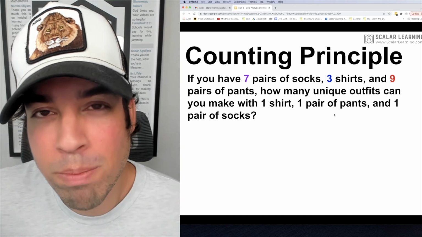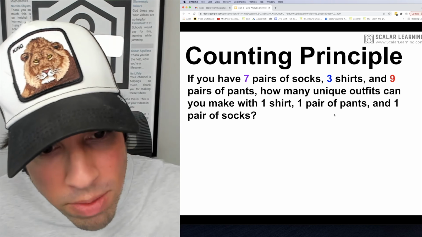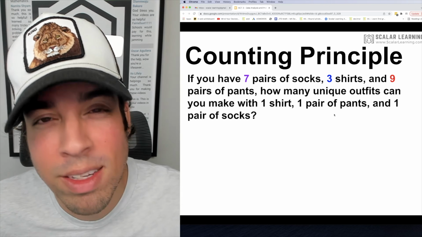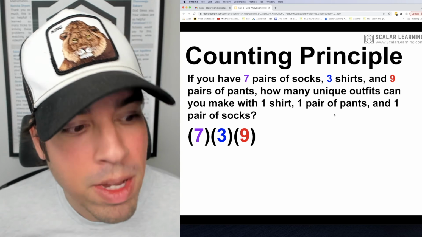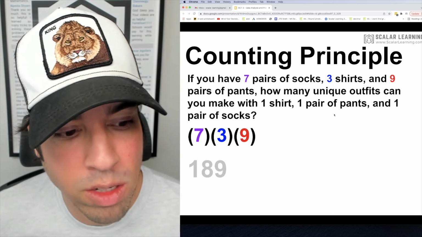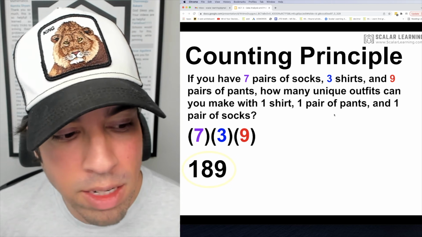So this is actually a pretty straightforward process. If I have 7 socks, 3 shirts, and 9 pairs of pants, to get the total number of outfits, I take all those values and I multiply them. 7 times 3 times 9, which is of course 189, boom, done.